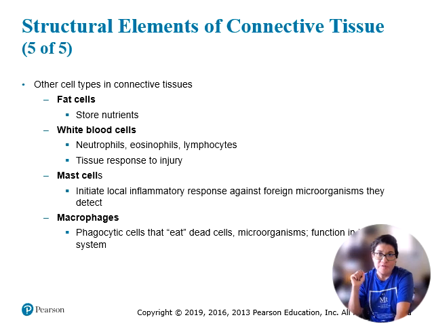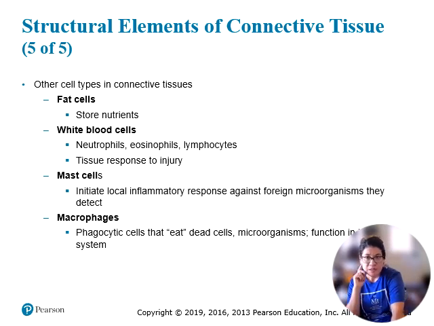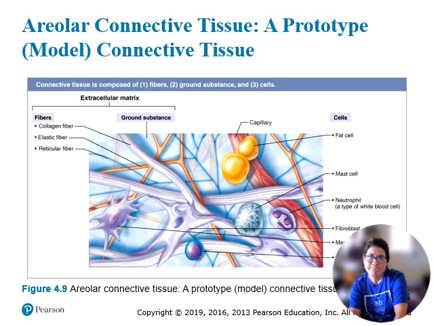Okay, other types of connective tissue: you've got fat cells, white blood cells, mast cells, and macrophages. You've probably heard of some of these. So fat cells are literally just cells that have fat in them, used to store nutrients. White blood cells are for immune support, and there's immune response, and there's different types of white blood cells that we'll learn about later: neutrophils, eosinophils, and lymphocytes. And then mast cells help with immune response, like inflammatory response. And then macrophages eat stuff. They eat bacteria, they eat other cells that need to be recycled.